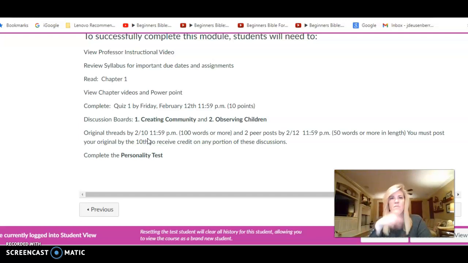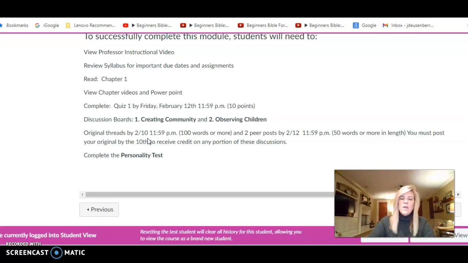So I don't want you doing everything Wednesday. I don't want 3 posts that day. So I want you to be able to do your original post, and then on the next day maybe do a peer post, and then on the next day do another peer post. I'm going to be looking at that. They must be 3 separate days.